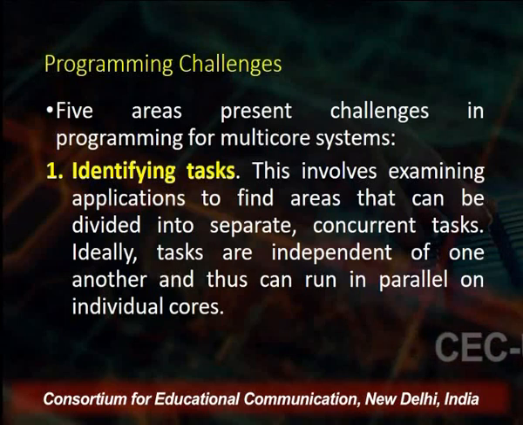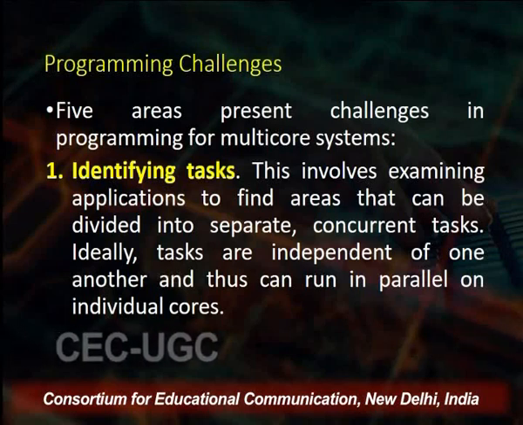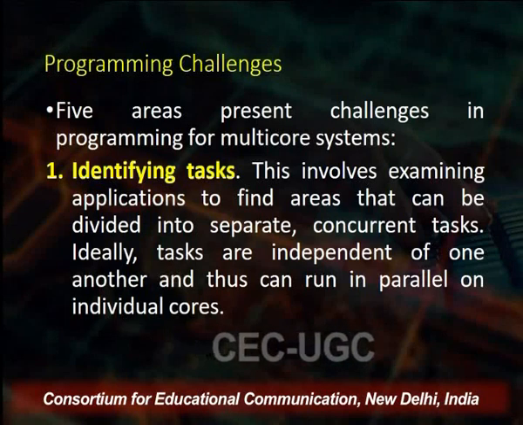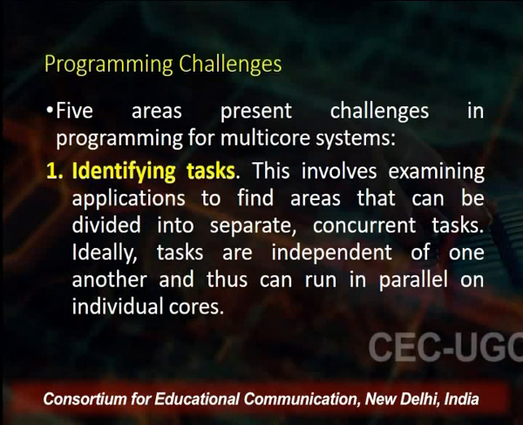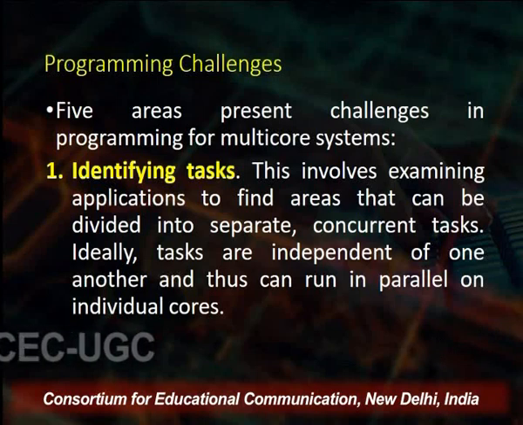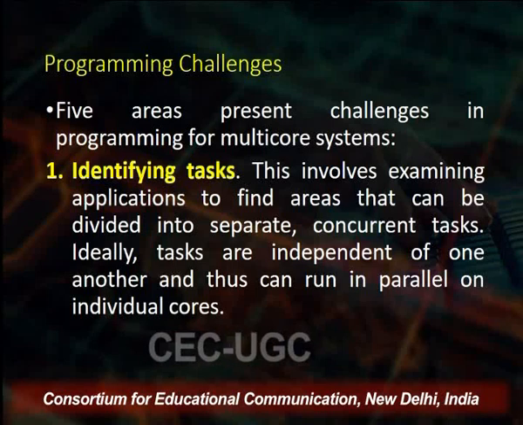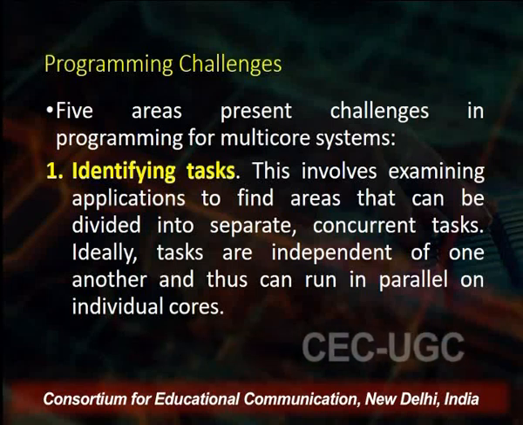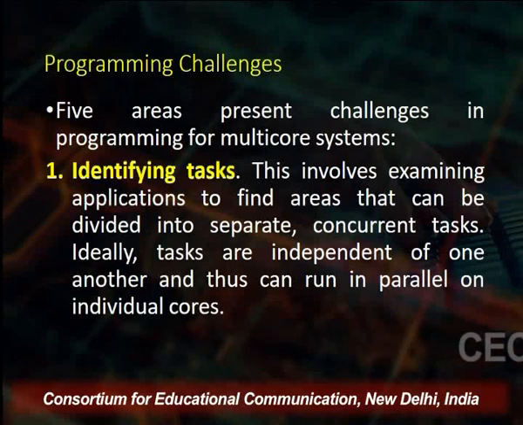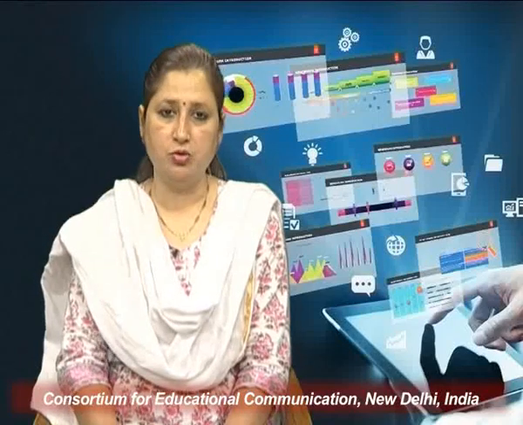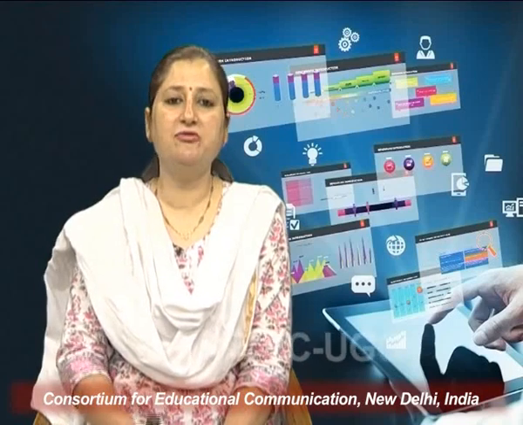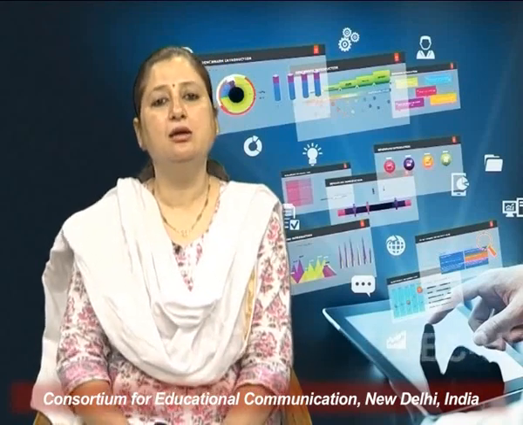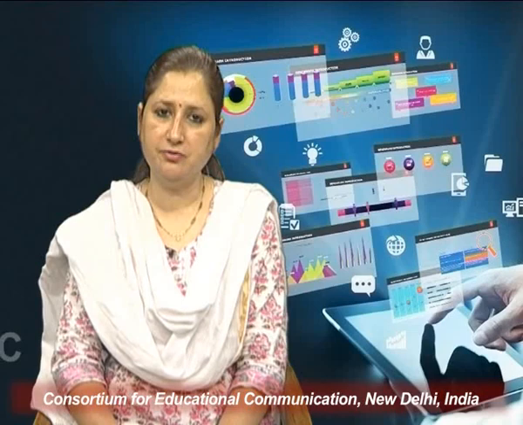So the first challenge is to identify the tasks. That is, the programmers have to examine applications so that they are able to find areas which can be divided into separate concurrent tasks. That is, the tasks which are independent of each other, and therefore they can run in parallel on individual cores. So they need to identify which tasks can be run in parallel on the different cores.